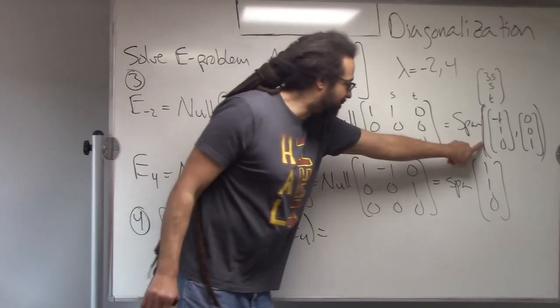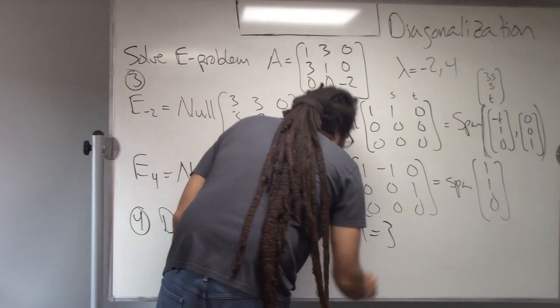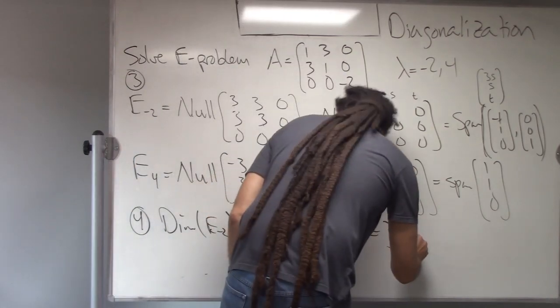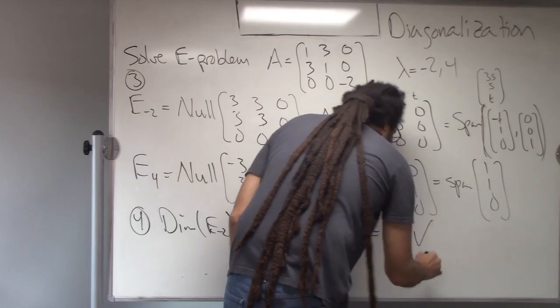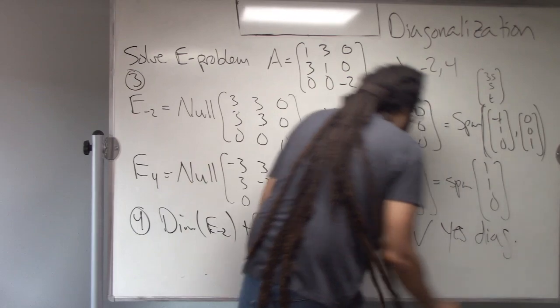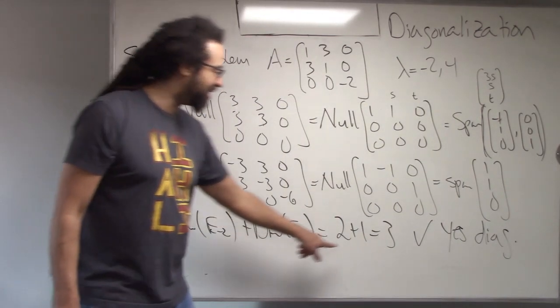It's going to be 2 plus 1, that's equal to 3. That's equal to the size of the matrix. And so that's a yes to diagonalizability, right? The sum of the dimensions of the eigenspaces is equal to 3.